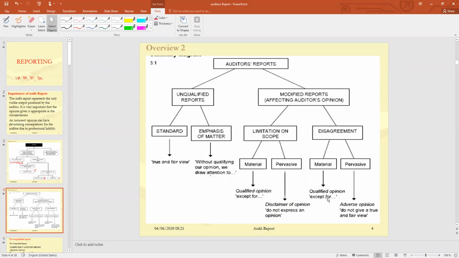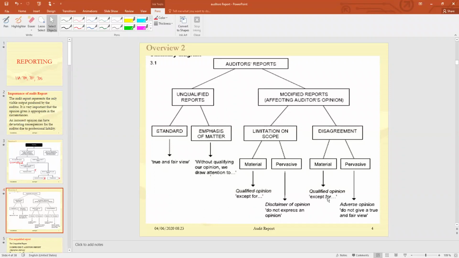That's on the unqualified report. Then you can also have qualified reports. Now, when it comes to modified reports, where you are modifying your opinion, as I just mentioned, there are two things that might lead to modification. One of them is scope limitation, and the other is disagreement of matter. Scope limitation and disagreement of matter.